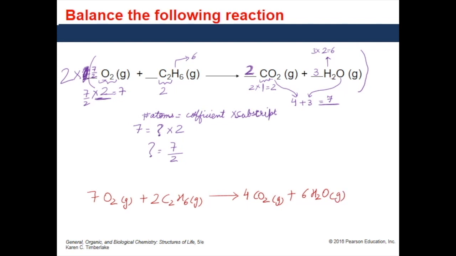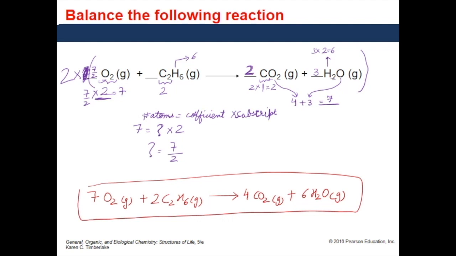Another important thing when you're working with coefficients is that the coefficient should be in the lowest ratio possible. So in this case, you can see the ratio is 7:2:4:6, which is the smallest ratio possible. So that would be your final answer.